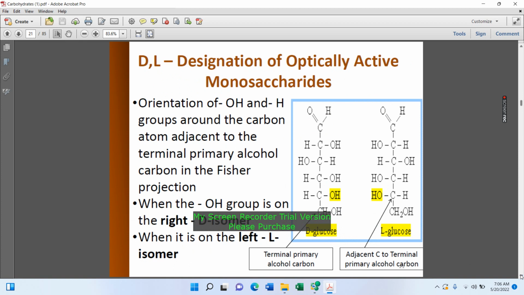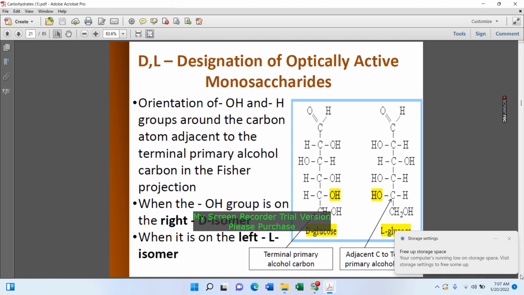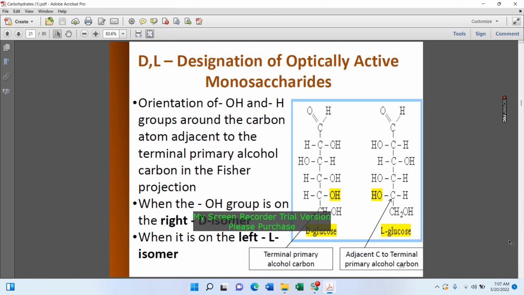D and L designation of optically active monosaccharides: orientation of hydroxyl and H groups around the carbon atom adjacent to the terminal primary alcohol carbon in the Fischer projection. When the OH group is on the right, it's a D isomer. When it's on the left, it's an L isomer.